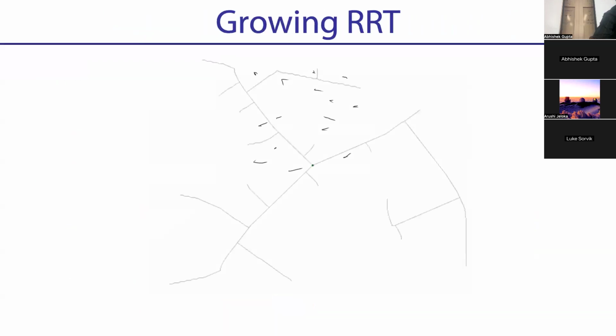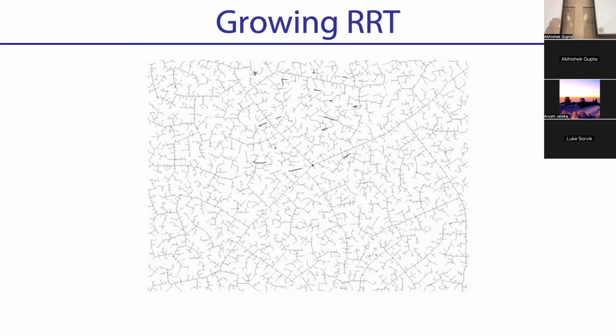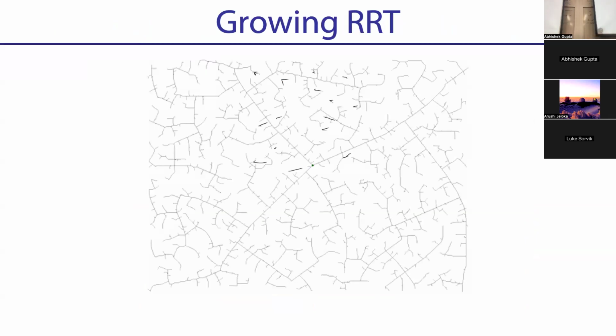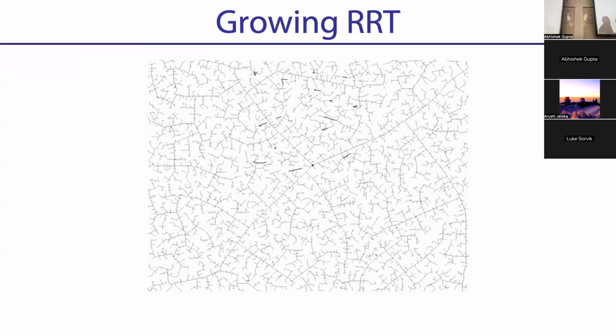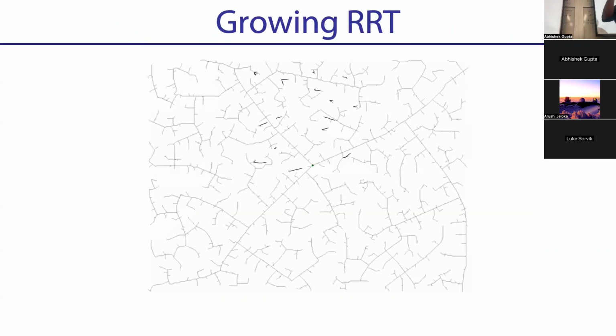So let's see, do we have some nice graphics here? So RRT growth looks something like this. You can see that it densifies the space. So often at the start, it's going to take big steps in the space. And then you start to fill in the space more and more and more.